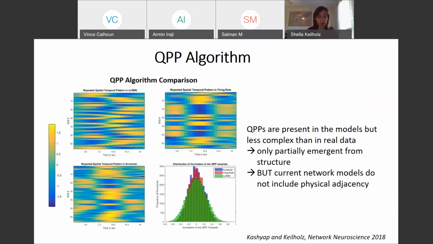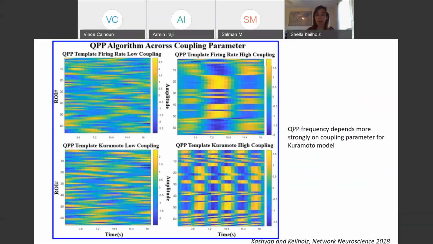But I have to include the caveat that the current network models that we used don't include physical adjacency. So they don't allow for propagation along the cortex, which is likely to be important for the QPP because we do see that sort of propagation in the template. Now, we did find that if we change some of the coupling parameters for these models, we could change the frequency of this activity. We still don't get the same complexity, but it does seem to have some dependence on the structural network.